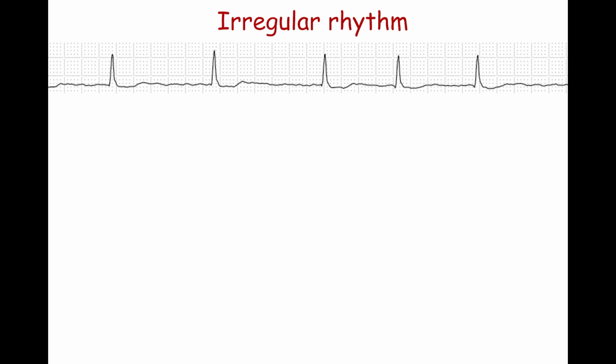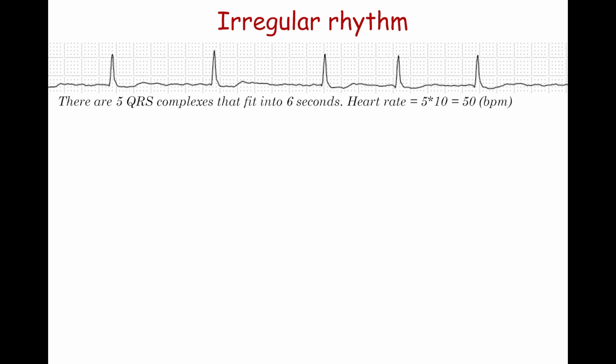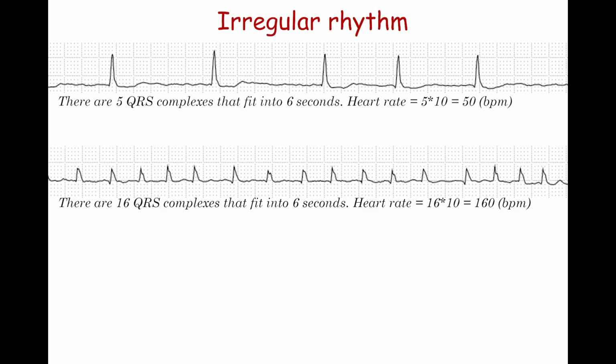It's very easy to measure heart rate this way. Just count the QRS complexes on the 6-second rhythm strip and multiply by 10. For example, 5 QRS complexes fit into 6 seconds. The heart rate is 50 beats per minute. There are 16 QRS complexes in 6 seconds. Heart rate is 160 beats per minute.